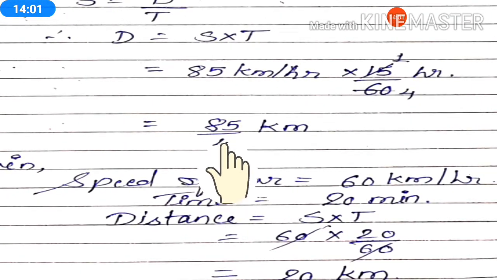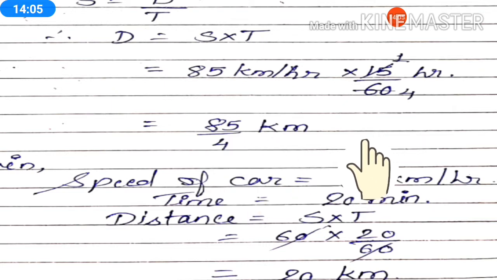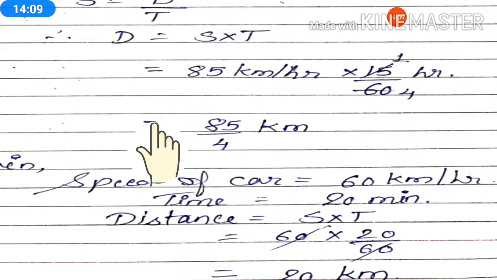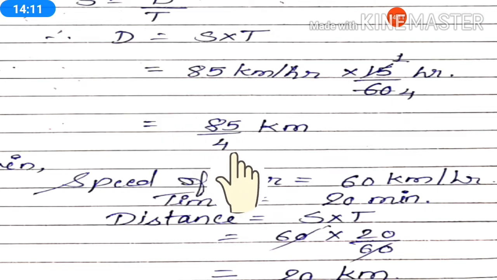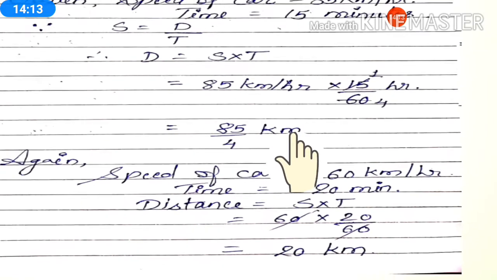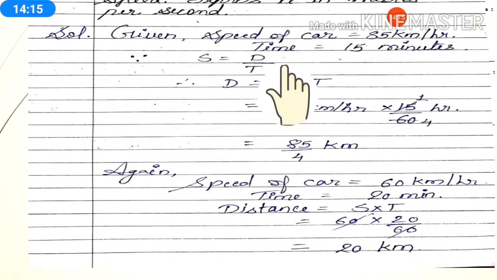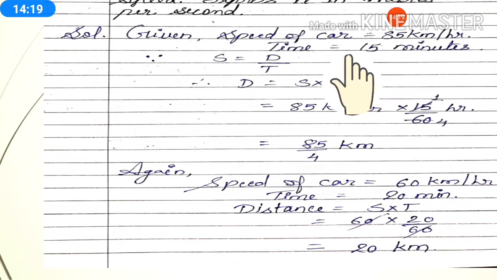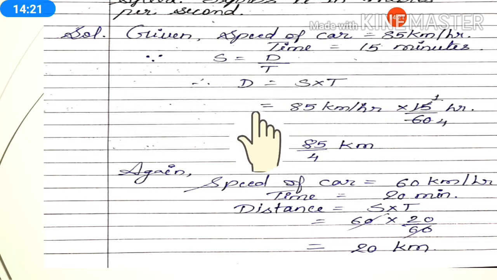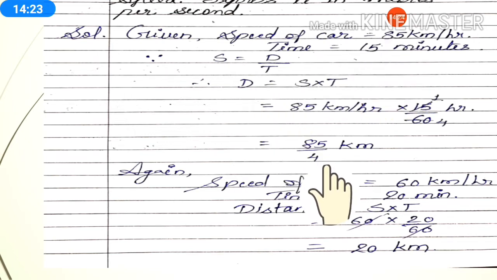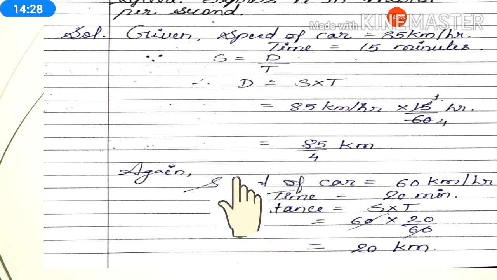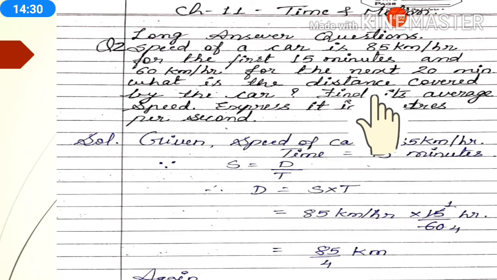But now we will leave this value in that form only. We will not find the decimal, so that our calculation will be easy. So we have left the distance in this form, 85 by 4 kilometer. Means with the first speed, in the first 15 minutes of the car, with the given speed, we have found the distance: 85 by 4 kilometer.